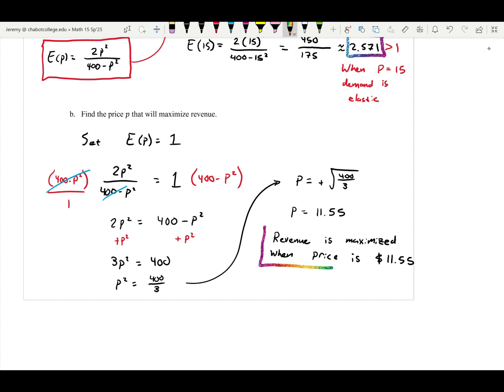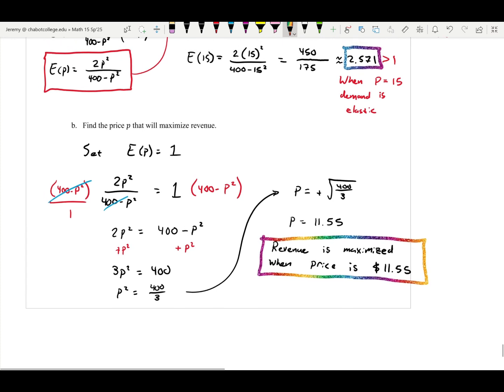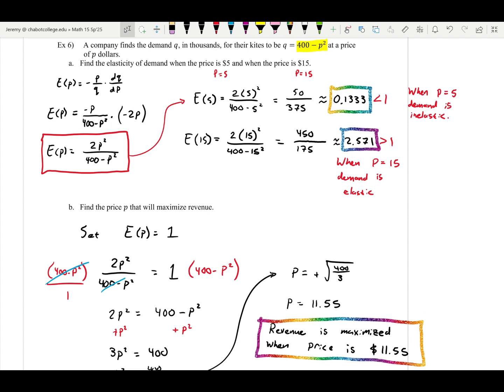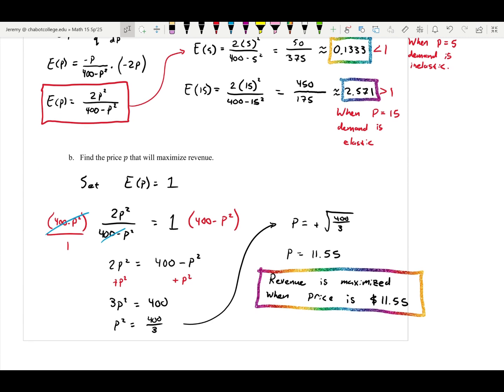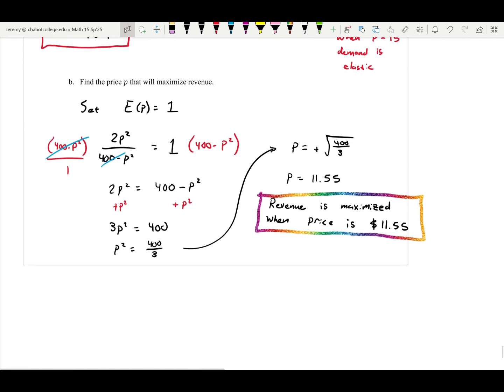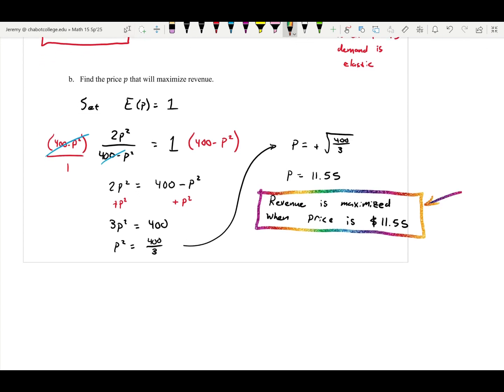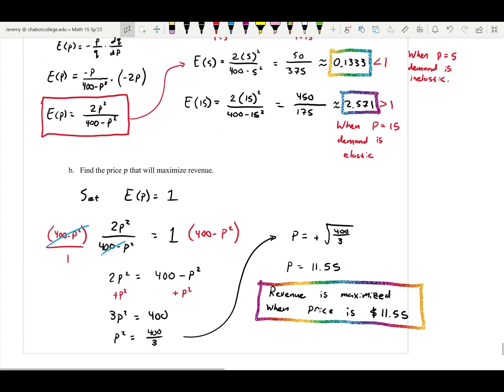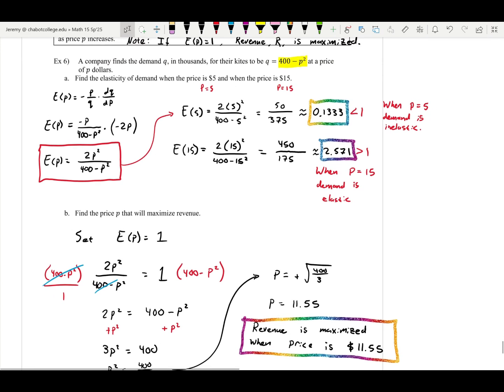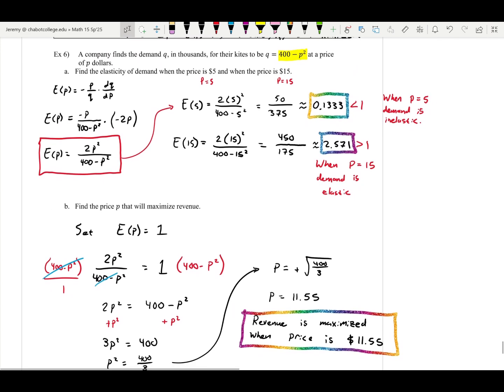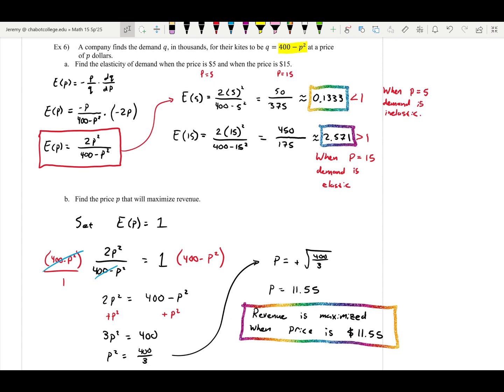And this jives with what we saw in part A, because remember, $5 was too cheap, $15 was too expensive, as far as settling on a price which charges enough money but doesn't deter buyers. So this value, $11.55, falls somewhere in the middle. So this number makes sense to me. So there it is. That wraps up elasticity of demand. That wraps up optimization and chapter 4.